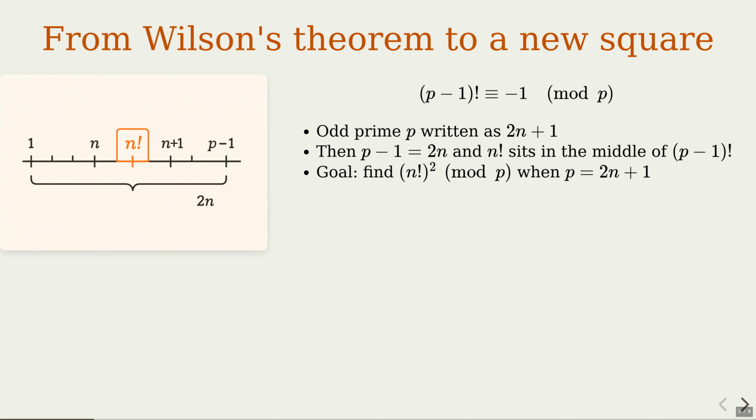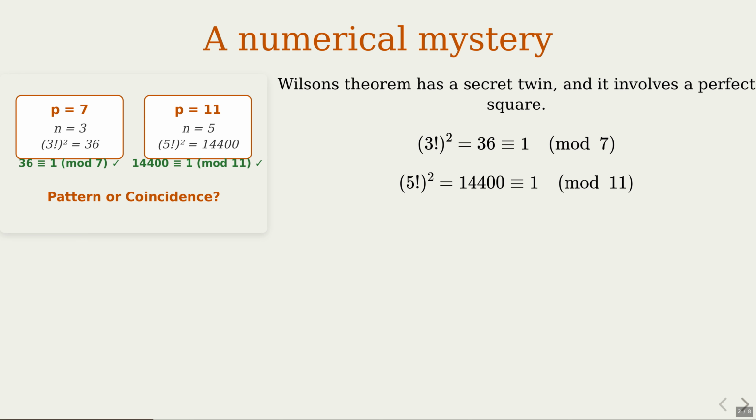Let us look at some concrete numbers to see what n factorial squared might do modulo small primes. For the prime 7, n is 3, and 3 factorial squared turns out to be congruent to 1 modulo 7. For the prime 11, n is 5, and 5 factorial squared also lands on 1 modulo 11. So in both of these examples, the square of n factorial behaves like a perfect square of 1 modulo the prime. Both small primes we tested give the same outcome. N factorial squared is congruent to 1.